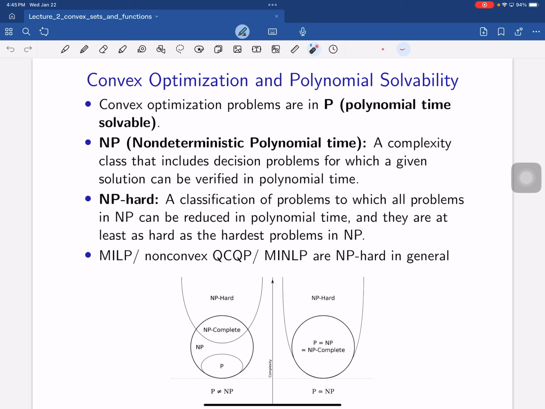But rigorously speaking, exponential is not equivalent to NP-hard. It's another class of optimization problem. But intuitively, you can think about it that way.